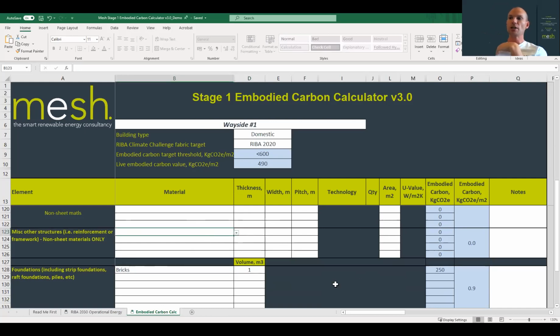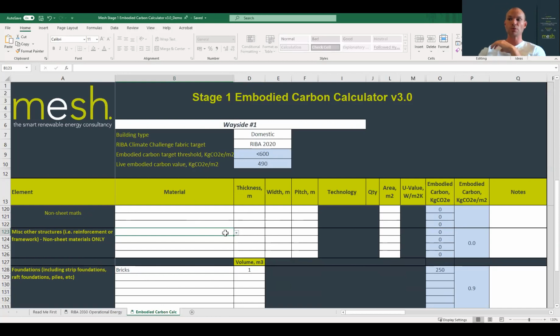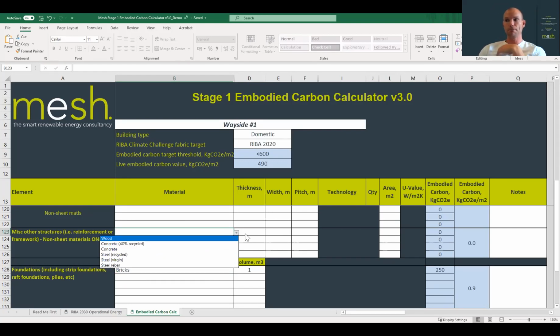Same thing, we've got a general kind of miscellaneous area here, maybe for reinforcement or some other bits and bobs that are going in the structure. And we've got a much more limited choice of materials here. Typically there'll be structural, so I've got wood, concrete, steel basically in there. But this allows you to pick up on some of those other things which are quite high contributors of embodied carbon and might be worth including.